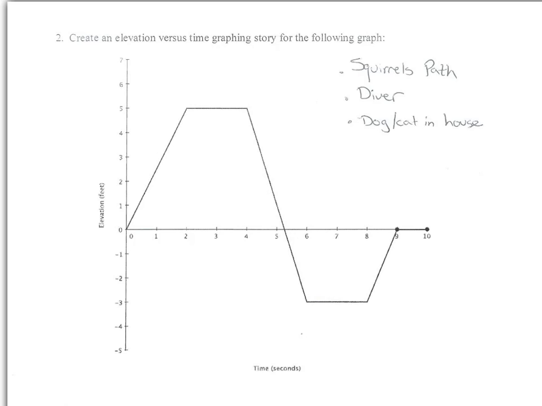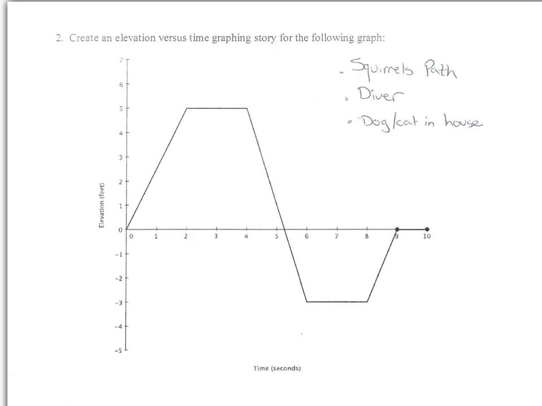Okay, we're going to finish up with this one. Number 2 says create an elevation versus time graphing story for the following graph. So if I look, the graph is increasing in elevation, staying constant, decreasing in elevation, and actually gets negative. Staying constant, increases back to an elevation of 0, and then stays constant after 10 seconds.